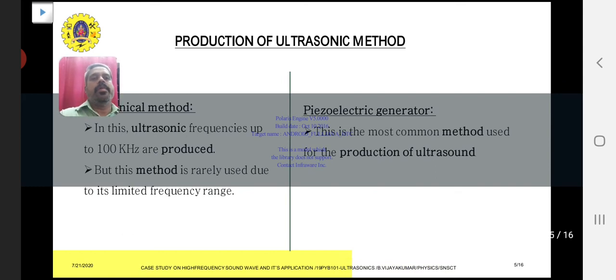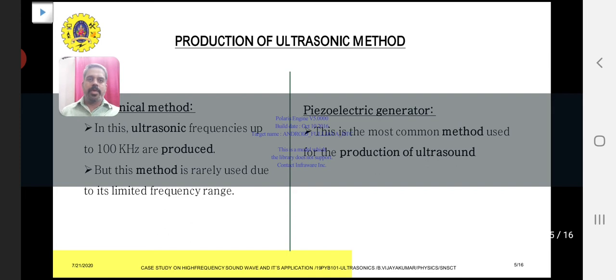Then the next topic we discuss in this case study is the production of ultrasonics. There are two types of methods to produce ultrasonics. One is the mechanical method and the other is the piezoelectric generated method. The first method produces a frequency of 100 kilohertz, but it is rarely used because it has limited frequency ranges for ultrasonic production.